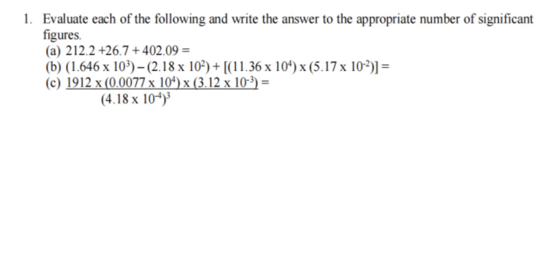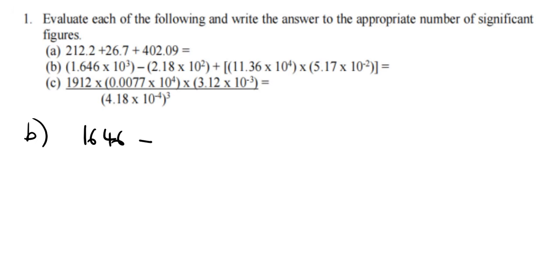Let's come to B. So we've got those numbers, then a minus, then we've got that. Here we have to make sure that we solve what we have in the brackets first. If I simplify that, 1.646 times 10 to the power 3, so I'm getting 1646. That is what I have.